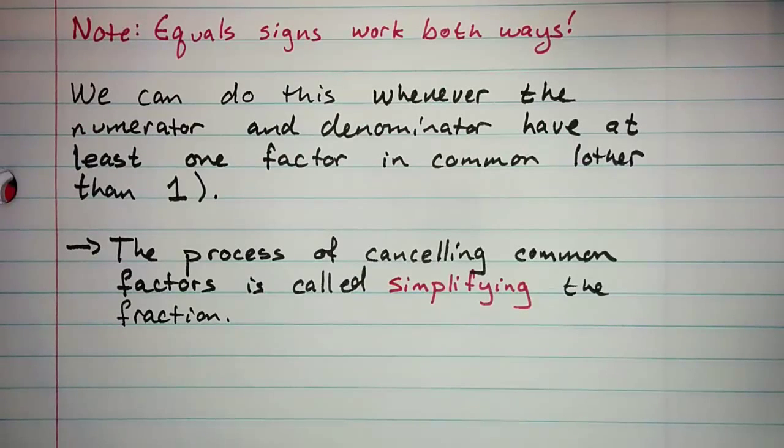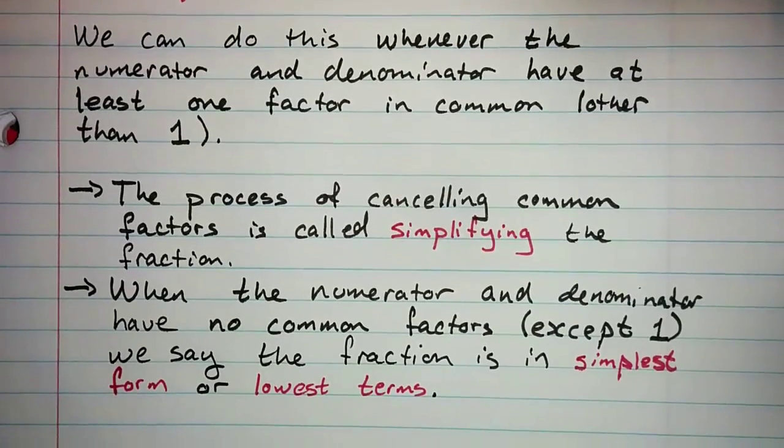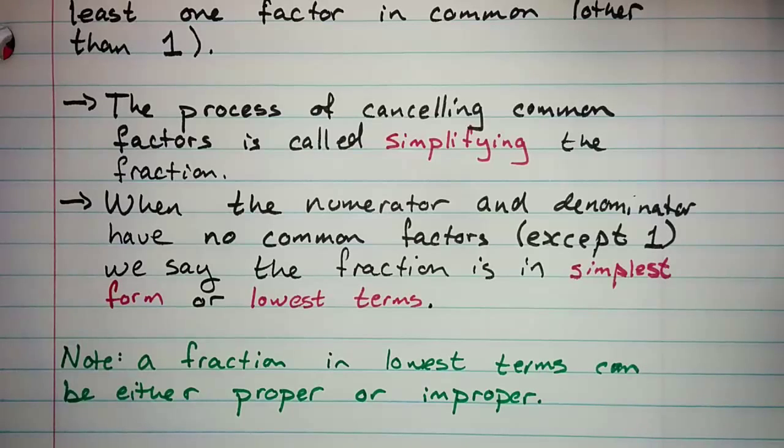When you've done this simplifying process as much as possible, and the numerator and denominator have no factors in common, then we say that the fraction is in simplest form or in lowest terms. I prefer lowest terms myself, so I will typically use this term. Notice that a fraction in lowest terms can be either proper or improper, depending on whether the number it represents is smaller or larger than 1. Being in lowest terms has nothing to do with being a proper fraction.